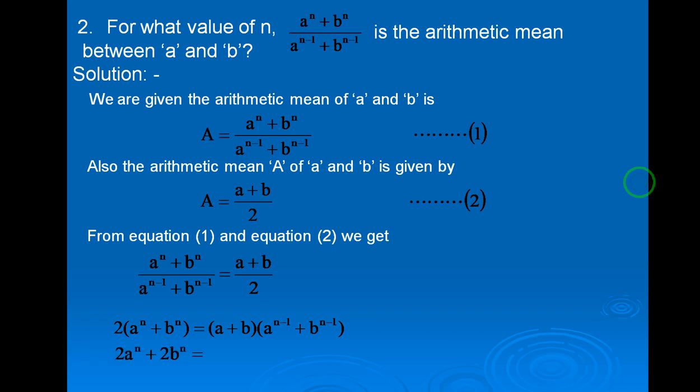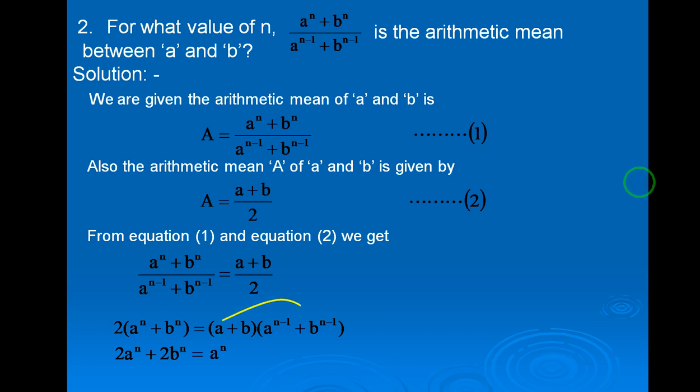So the left hand side becomes 2a^n + 2b^n. In the right hand side, open the bracket. First multiply the first term a with each term in the second bracket. So we get a into a^(n-1), which is a^(1+n-1), equal to a^n. So the first term we get is a^n.